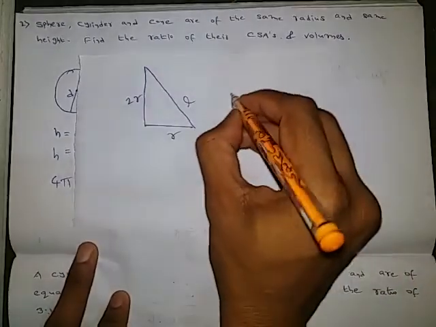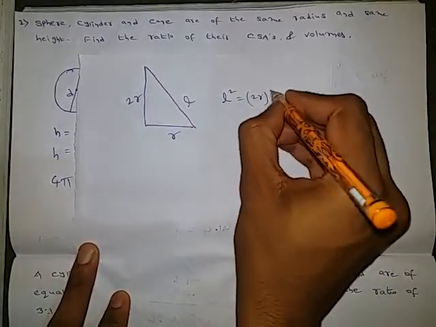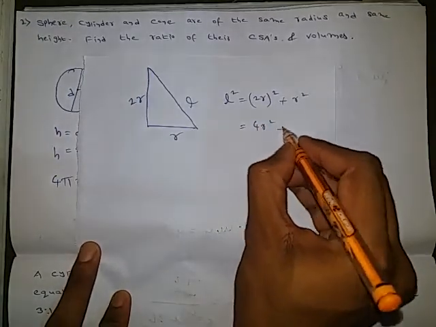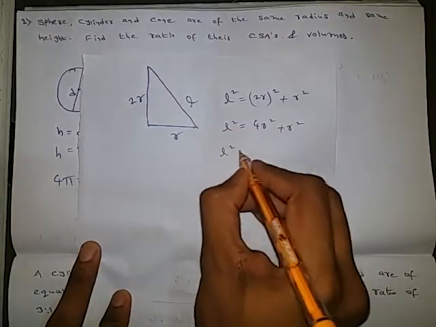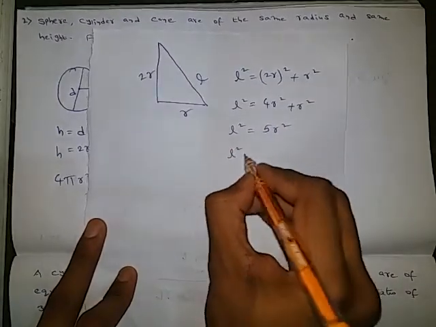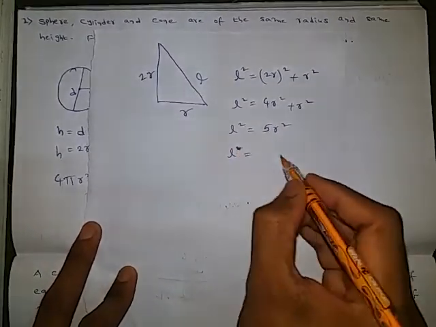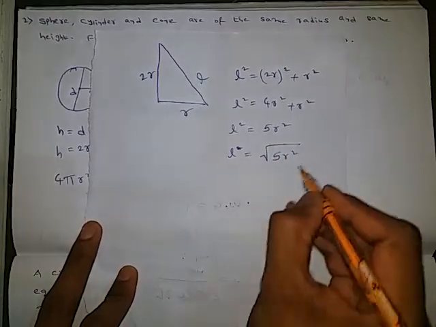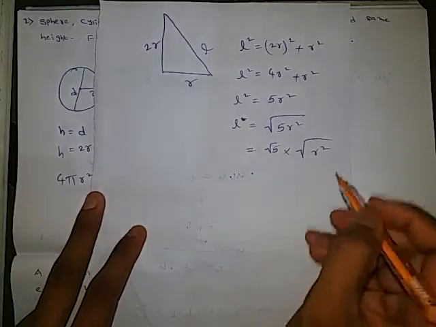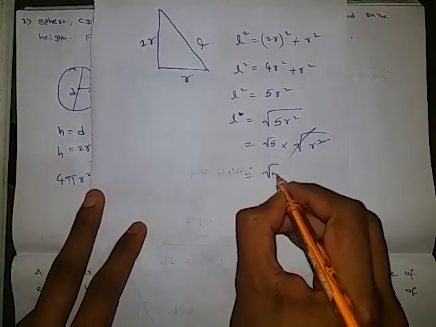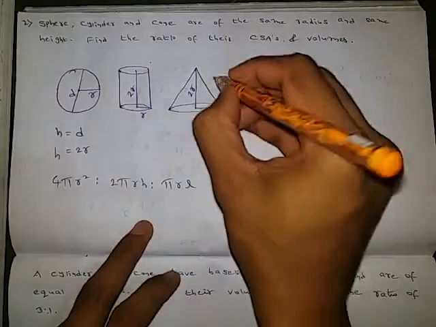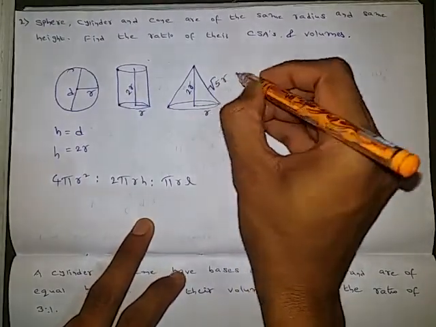Same, apply Pythagoras theorem first. l square is equal to 2r whole square plus r square. 2r whole square is 4r square, plus r square. l square is equal to 4r square plus r square, 5r square. So l square is equal to 5r square. Then l is equal to under root 5r square. Now I will separate this as root 5 into root r square. Square root and square cancel, so we remain with root 5 into r. So the slant height of the cone is root 5 into r.